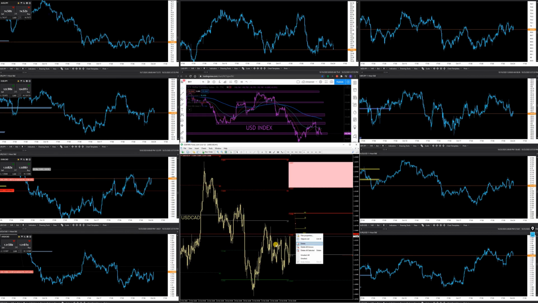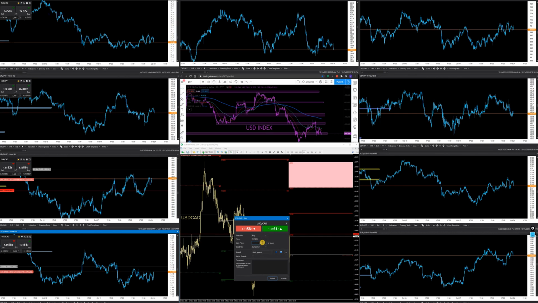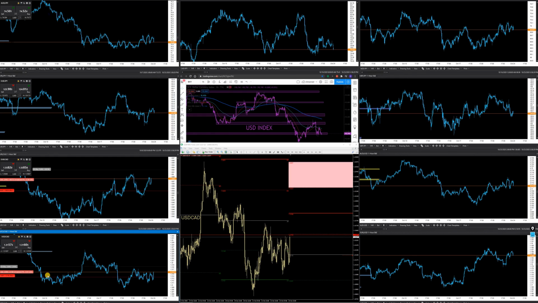Okay, so we have that one done. Let's go ahead and drop our alerts. The alert's going to be right at central pivot, which is right here, 1.3135. Alert, alert, alert. Just giving it a little test. It works. Right, here we go. We got our alert for our central pivot.